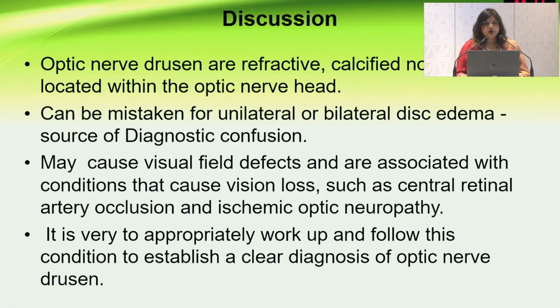Optic nerve drusen are refractile calcified nodules located within the optic nerve head. They can be mistaken for unilateral or bilateral disc edema, and they can be a source of diagnostic confusion. They may cause visual field defects and may be associated with conditions that cause visual loss, like central retinal artery occlusion and ischemic optic neuropathy. It is very important to appropriately work up and follow this condition to establish a clear diagnosis of optic nerve drusen. Thank you.